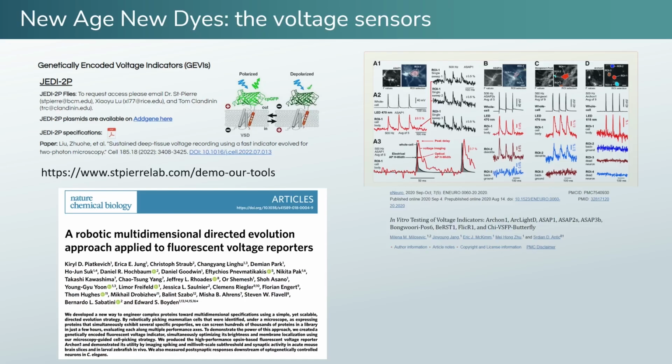Currently, we are using mainly two of these: the JEDI family with the JEDI-2P in the upper left corner, and the ASAP family, upper right, especially ASAP5. But obviously the field actually changes literally by the hour.